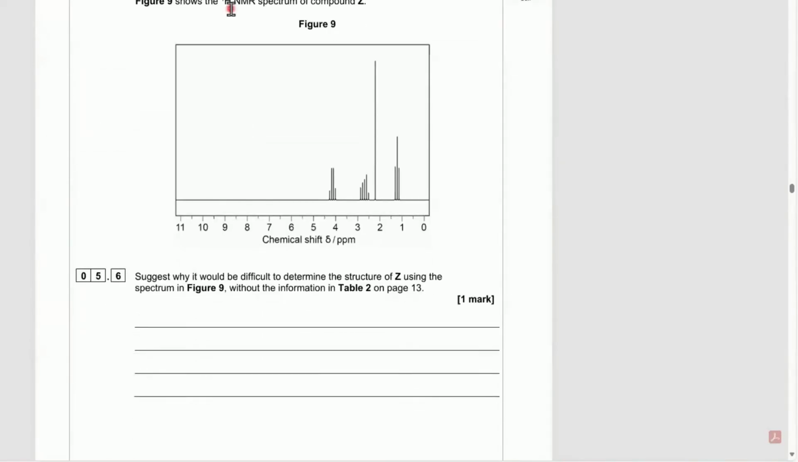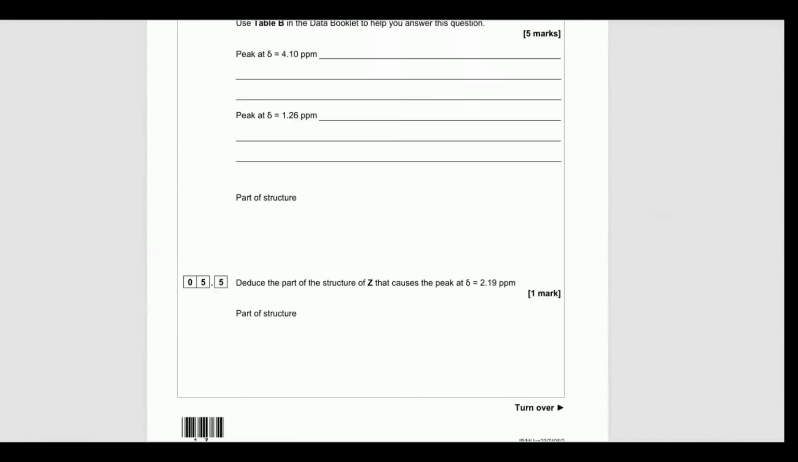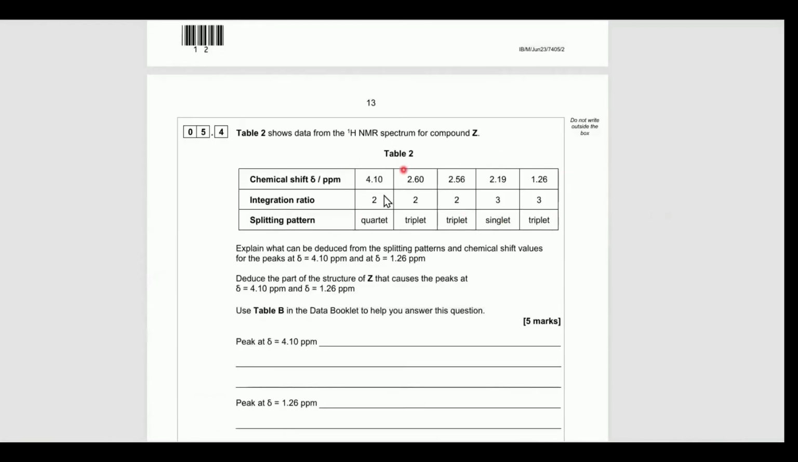Right, figure 9 shows the H1 NMR spectrum of compound Z. Okay, so we've got some splitting patterns. We've got the chemical shift. Suggest why it would be difficult to determine the structure of Z using the spectrum in figure 9 without the information in table 2 on page 13. So they're saying if we just had this, could we work out the structure? It would be difficult without table 2. What have we got that's extra in table 2? We've got the integration ratio. That graph only gives us the chemical shift and the splitting pattern. It doesn't give us the integration ratio.